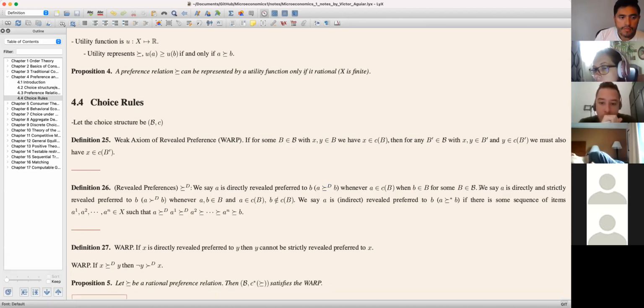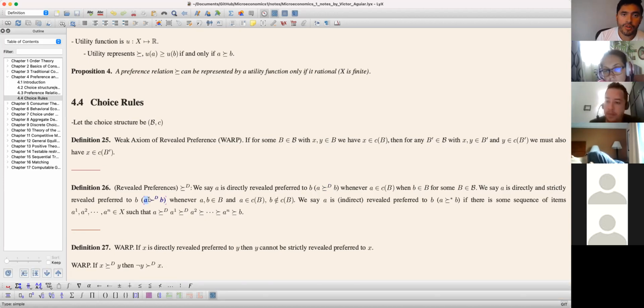So first thing, now I'm going to refine this definition. We say A is directly and strictly revealed preferred to B, denoted A in strict relation D with B, whenever A and B are in the menu, you pick A out of the menu, and you don't pick B. So if on top of that I observe from the choice data that you are not choosing B and you're choosing A, then I declare A is strictly and directly revealed preferred to B. Makes sense as well.